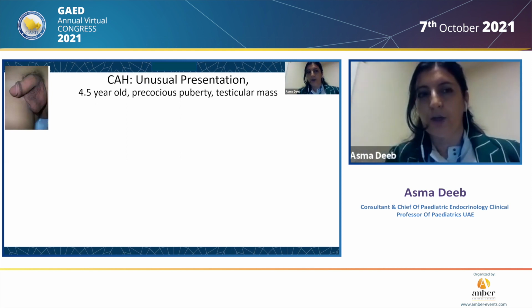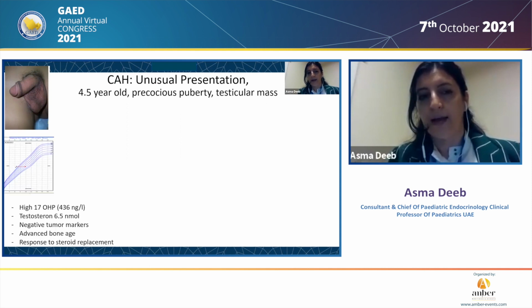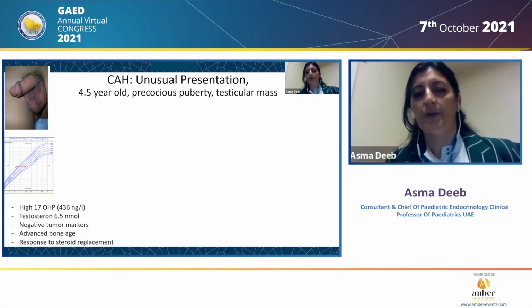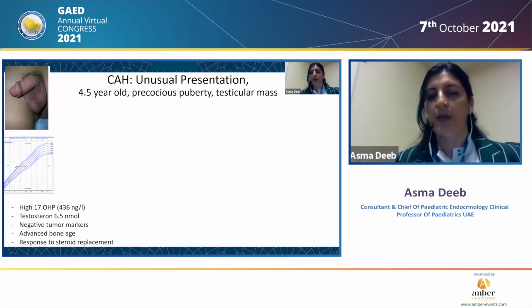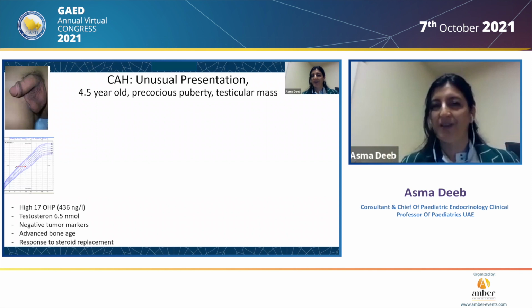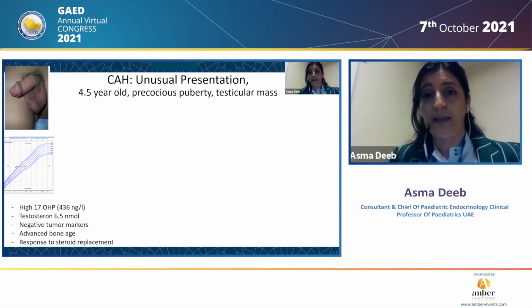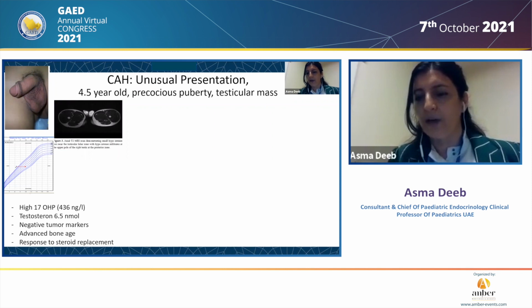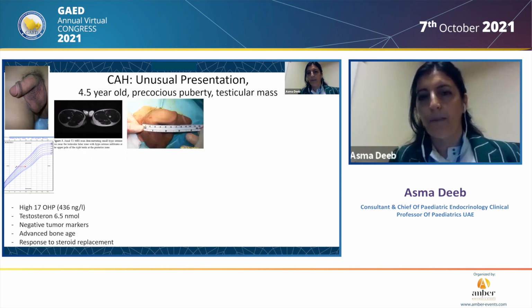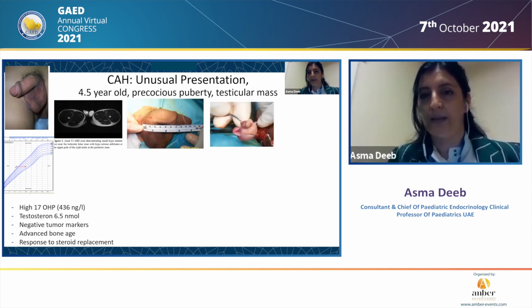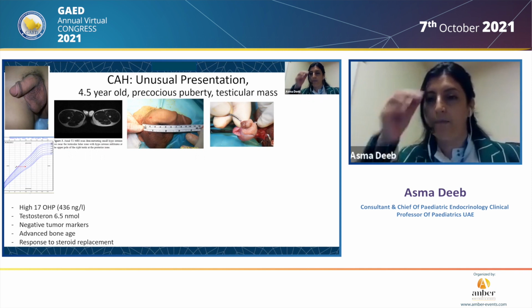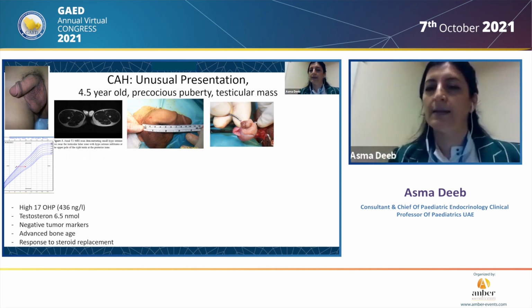Very similar to adult genitalia at the age of 4.5. He had advanced bone age. And again, his 17-hydroxyprogesterone, his testosterone were very high for his age. His bone age was advanced. And he didn't have any positive tumor marker expected to be seen in testicular tumor. This is an MRI showing the testicular mass, and this is how his genitalia looked when he went for a biopsy of that palpable testicular mass. And this is a closer look of the macroscopy of the mass in the upper pole of his left testicle.